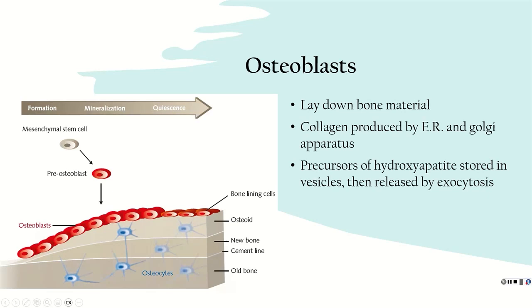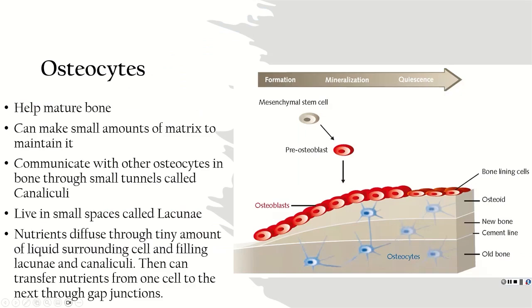So osteoblasts, they lay down the bone, and this is over a course of time. They'll lay down the collagen as well as the precursors of hydroxyapatite, which then matures into hydroxyapatite via chemical reactions. But the osteoblasts lay down the minerals and the proteins needed for proper bone. And then as some of the osteoblasts get entrapped in the bone, they're called osteocytes, and they help maintain the bone. So they mature the bone, they maintain it.